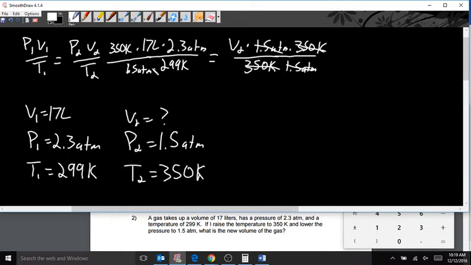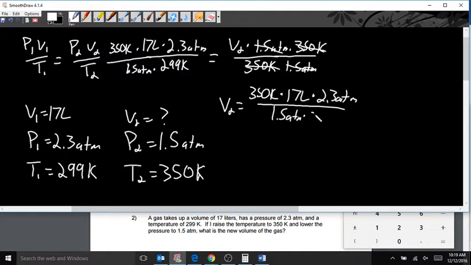All right, so now we have V2 equals 350 Kelvin times 17 liters times 2.3 atmospheres all over 1.5 atmospheres times 299 Kelvin. And once again, we got Kelvin top and bottom, so those cancel. Atmospheres top and bottom, so those cancel. So we got 350 times 17 liters times 2.3 divided by 1.5 times 299. All right, just plug that in. That'll give you the answer.